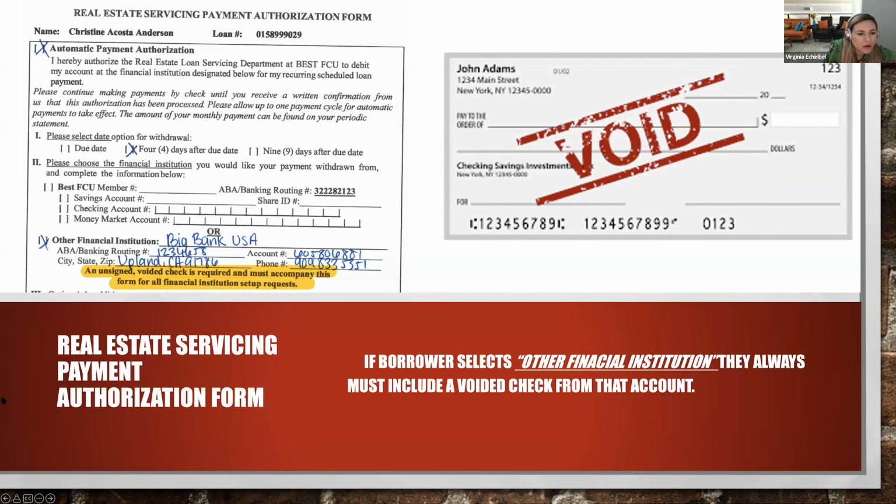Okay, so the signer chose other financial institutions. So they didn't want their payment to come from the credit union they were refinancing with. They wanted it to come from Big Bank USA, some fake bank I made up. If they choose that other financial institution, just like Leah brought out, an unsigned voided check is required and must accompany this form for all financial institution set up requests. So if you get this signed and don't include that, don't tell the signers, don't guide them and say, I need you to provide a voided check.